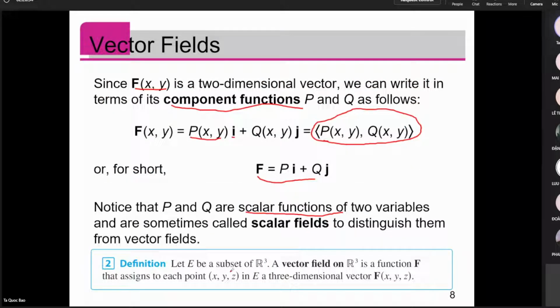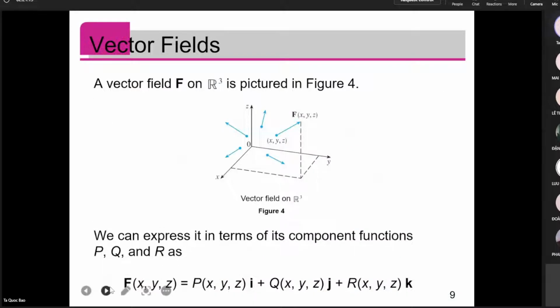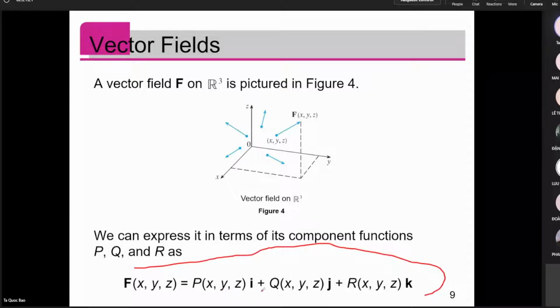Now we have an extension of this definition. E is a subset of R3, and a vector field on R3 is a function that assigns to each point in E a three-dimensional vector F(x, y, z). Similarly, we have this representation with three components: P(x, y, z), Q(x, y, z), and R(x, y, z). So a vector field on R3 looks like this.